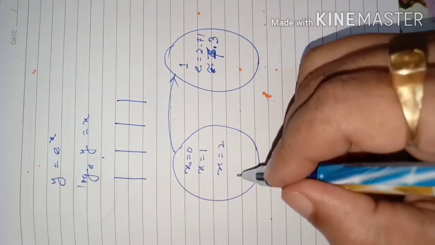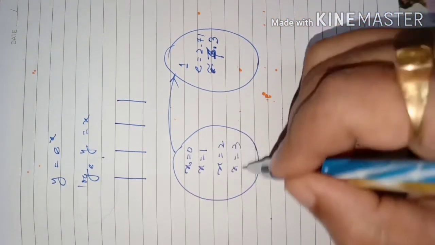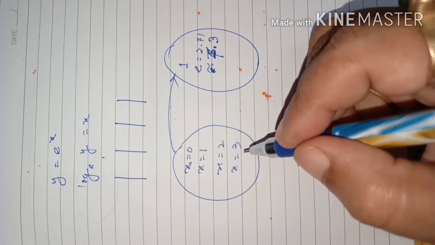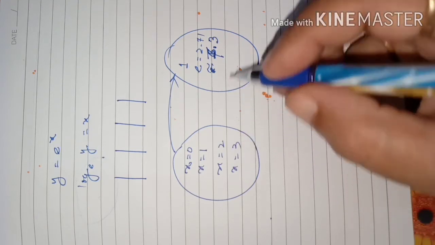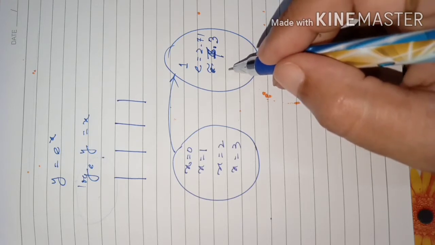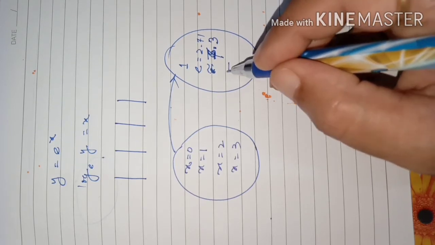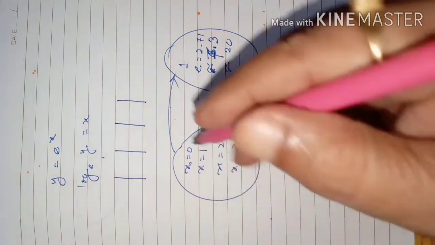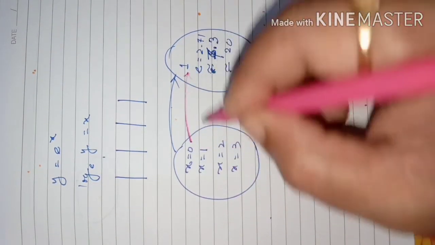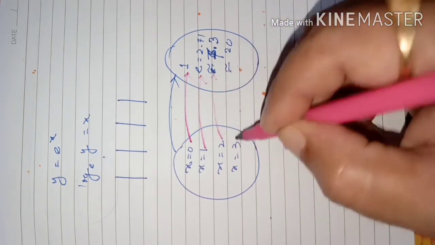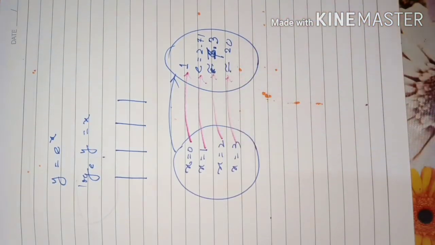If it is x equal to 3, then if you multiply another 2.71, it will be 19.9, almost 20. So just you see, students, 0 is connected to 1, 1 is connected to 2.71, 2 is connected to 7.3, 3 is connected to 20, and so on.